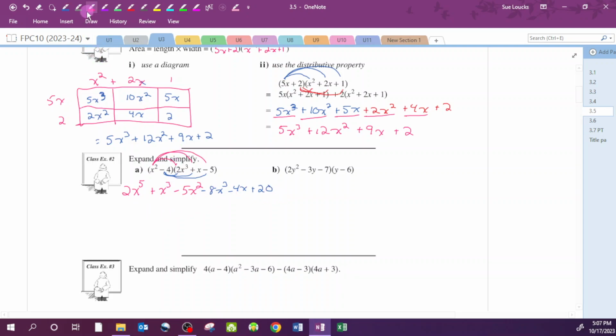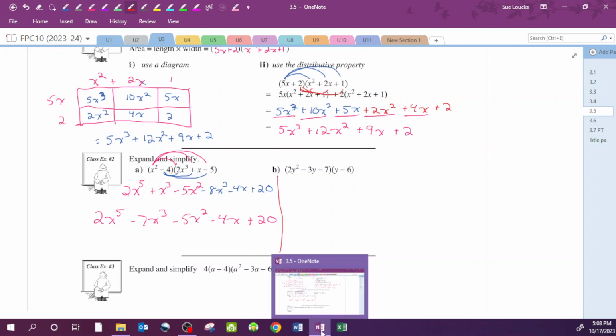Okay, let's combine some like terms in here. I get 2x to the 5, and then x cubed minus 8x cubed is minus 7x cubed. And then I've got minus 5x squared minus 4x plus 20. And that matches what I have on my paper. If I didn't think I would bore you stupid, I would suggest that we check that using x equals 2, but I'm just going to let that one go for now, because I'm confident that that one's right.